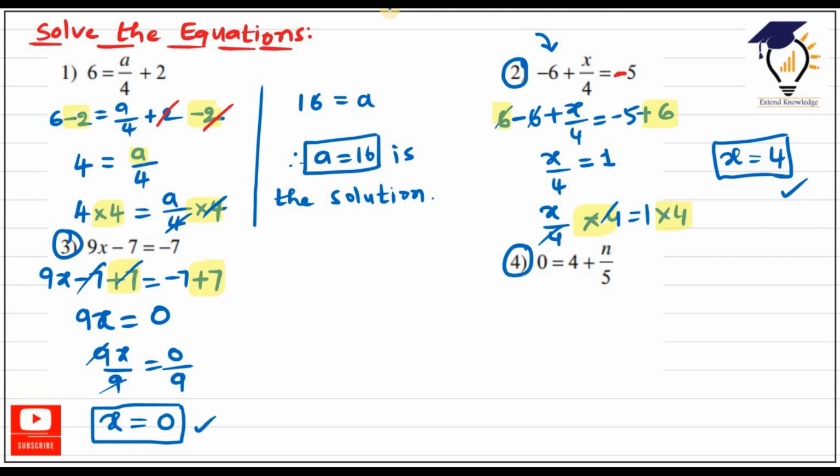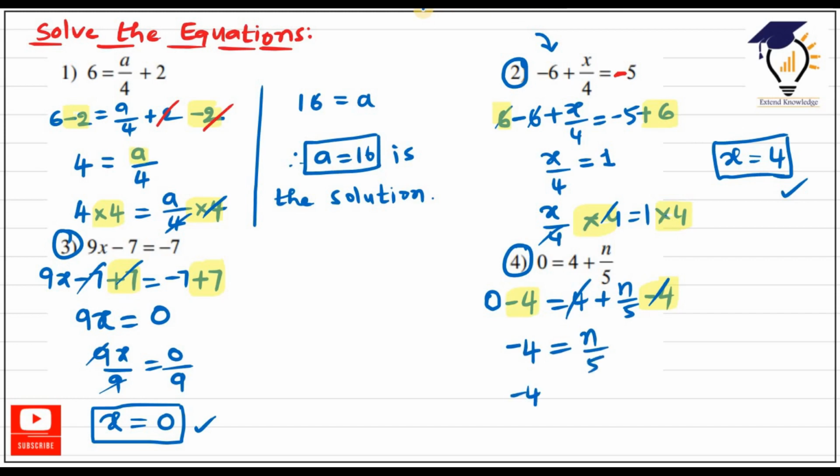And then see the last one, 0 is equal to 4 plus n over 5. In this question we have to subtract 4 here. So 0 minus 4 is equal to 4 plus n over 5 minus 4. So subtracted 4 here, you can see. So 0 minus 4 is minus 4 is equal to, this goes off, and n over 5 is remaining.